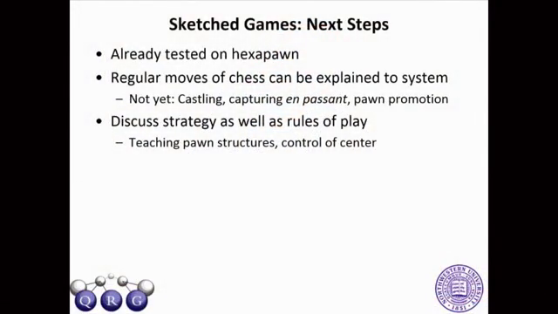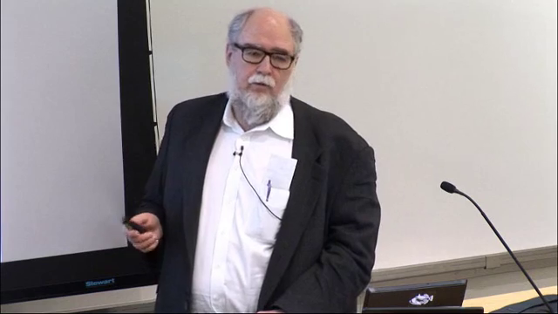Now where we're going next with this, we've done Hexapawn, that's kind of trivial. The only difference is it's a piece moving game. Tom actually can now describe all the regular moves of chess to the system by language and sketching, okay? Can't do castling, capturing en passant, and pawn promotion. And all those things are things that you really want to do by language. You really don't want to do this by demonstration, right? How do you say you can't castle if the thing hasn't moved? That doesn't work so well. And we'd like to then expand to discussing strategy as well as rules for play.